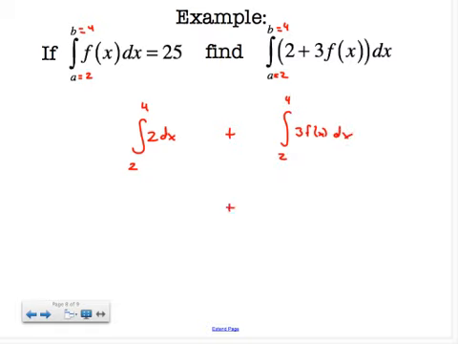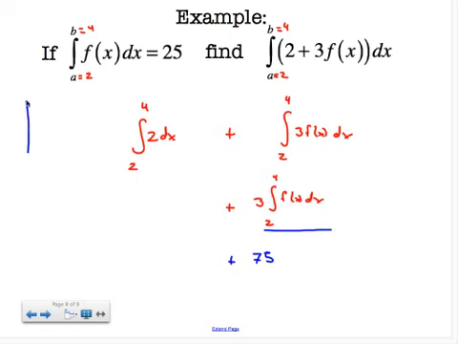Let's handle the second piece first. Another property we saw says I can take a constant out in front. That's allowed. So I have 2 to 4 of f of x dx, and the portion underlined here was given to me, right? That's equal to 25. So I have 3 times 25, or 75. What about this piece here? What is the integral from 2 to 4 of 2 dx?